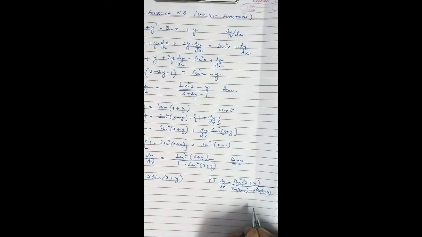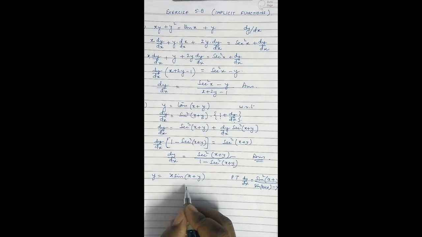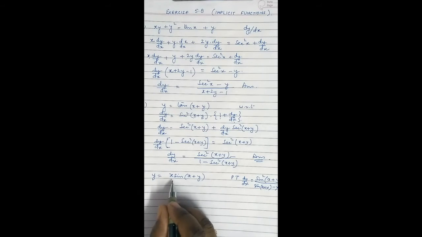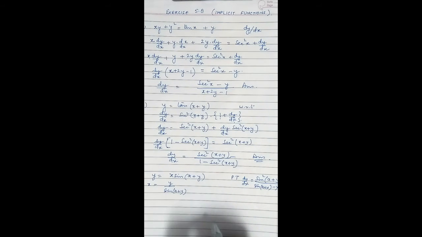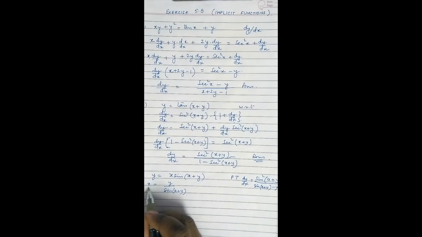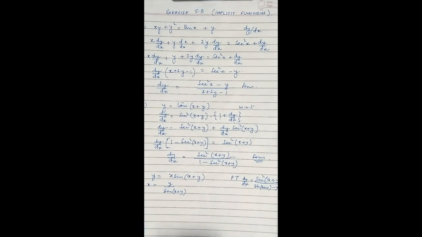So now, when I see my function y equals x times sine of (a plus y), I can make x the subject over here. So just give the question 1 minute, right? Think about it and then proceed with it. So I'm going to say x equals y upon sine of (a plus y). Okay. Now I have x as a subject over here in terms of y. So I can do the differentiation in terms of y over here.